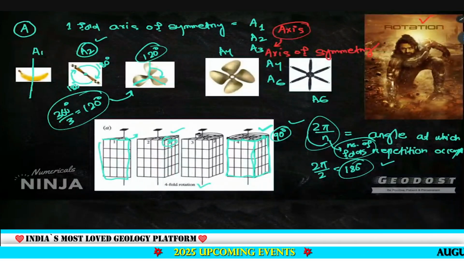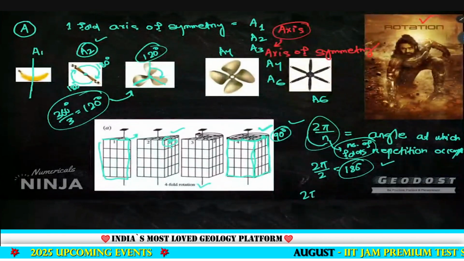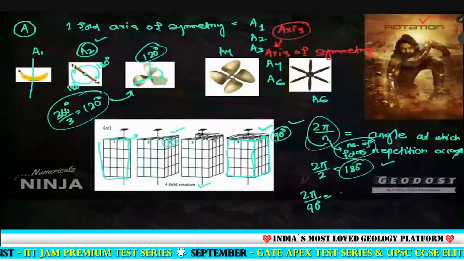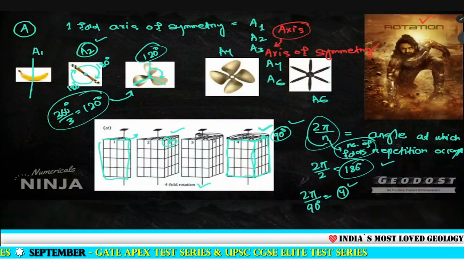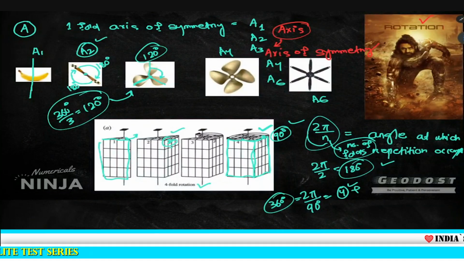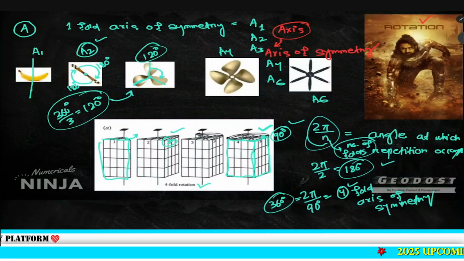So it is happening at 90 degree, which means what fold will it be? 2 pi divided by 90 degree, so what will it be? It will be 4. Okay, 2 pi means it is 360 degree. 360 divided by 90 will be 4-fold axis of symmetry. So from here, what is the numerical question we can expect?